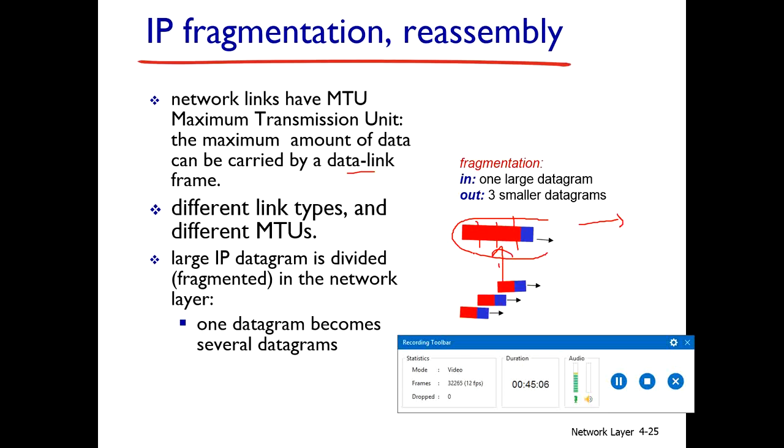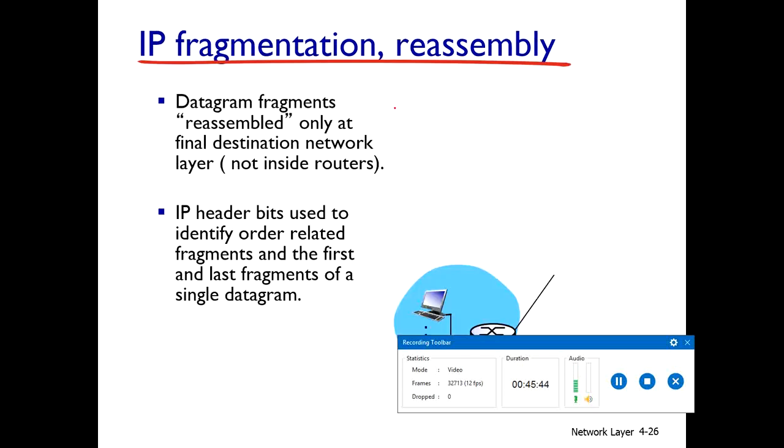So fragmentation means we are giving one large datagram, but when it comes out of a link, for example a router, it is 3 smaller datagrams, because the maximum transmission unit of that router or switch may be lesser. So this is called fragmentation of the datagram. And why do we need fragmentation? Because the maximum transmission unit of different links is different. So the link may not be capable of sending a large datagram. That's why it fragments the large datagram into multiple smaller datagrams.